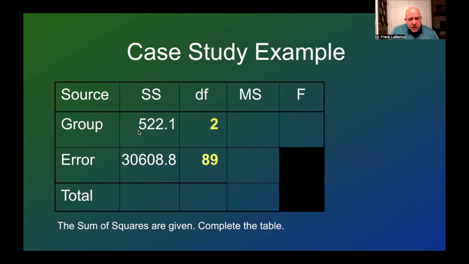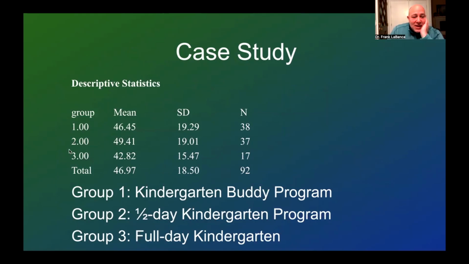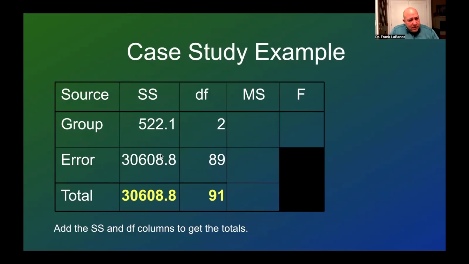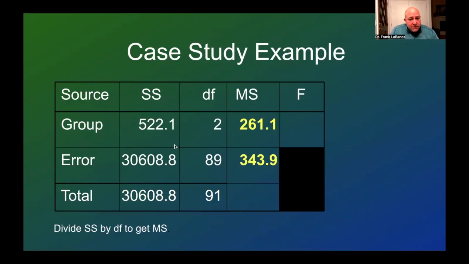So to get the degrees of freedom, the groups. So there are the three groups, and for degrees of freedom, it's one less than the number of groups, two. And then for our other variable, we had 92 total students, less the three groups. That gives us 89. We add the columns to get the total. That's pretty straightforward. And then to do the mean square, we divide sums of squares by degrees of freedom, and we get the mean squares. So that divided by that is that.